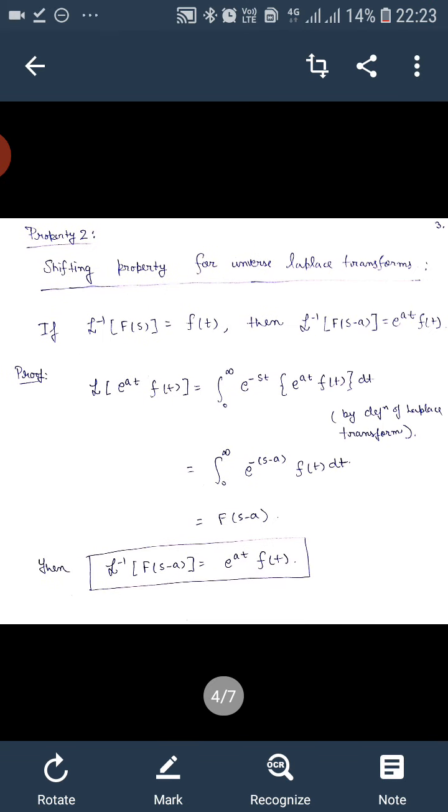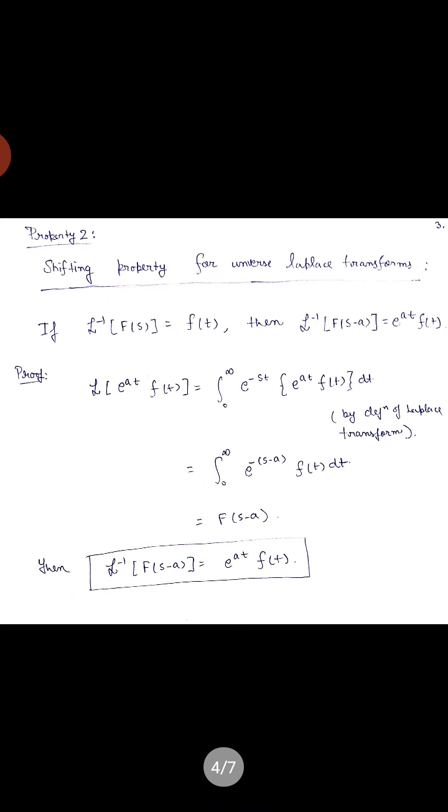Another very useful property is the shifting property for the inverse Laplace transform. If we know that the inverse Laplace transform of capital F(s) is equal to f(t), then the inverse Laplace transform of F(s minus a) is equal to e raised to the power at times f(t). This is the proof given here.